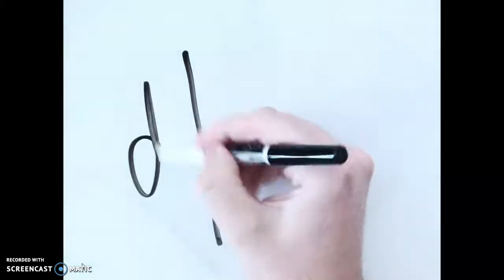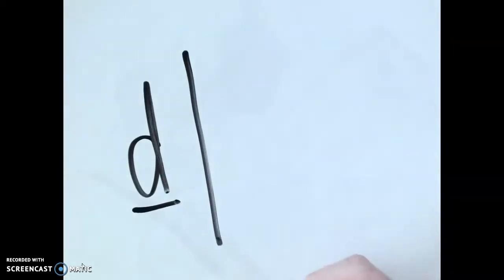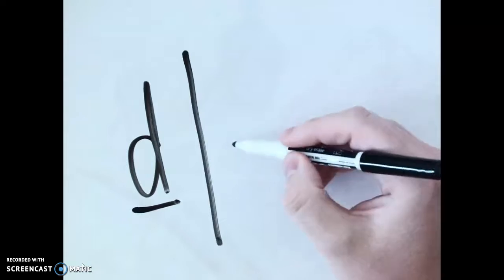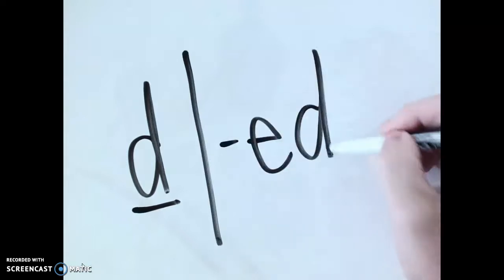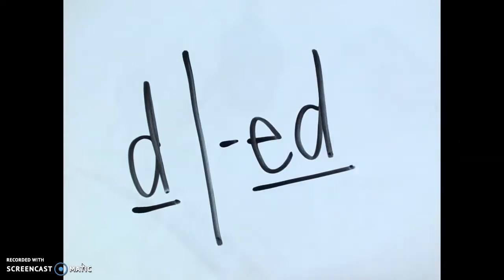Now let's look at the two ways to make the D sound. We know D says D by itself. We also know that ED can make the D sound at the end of a word.